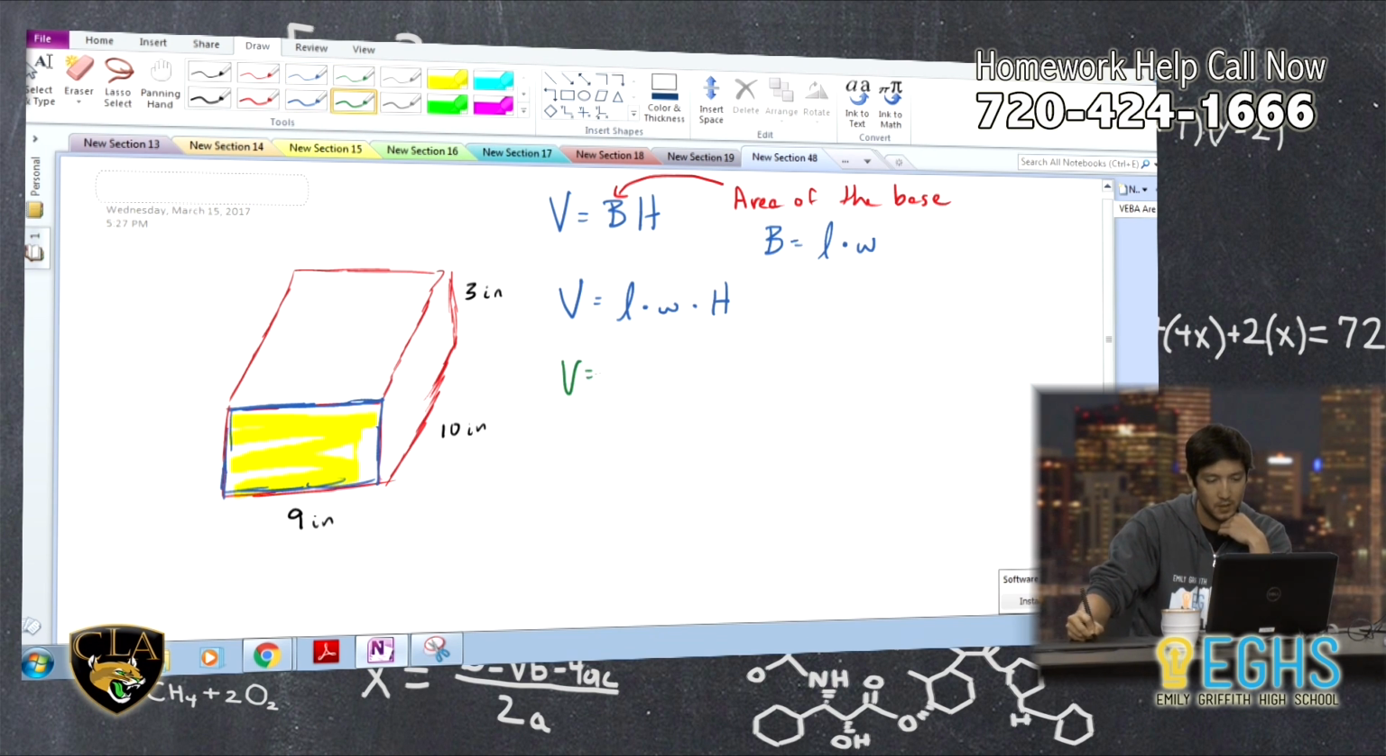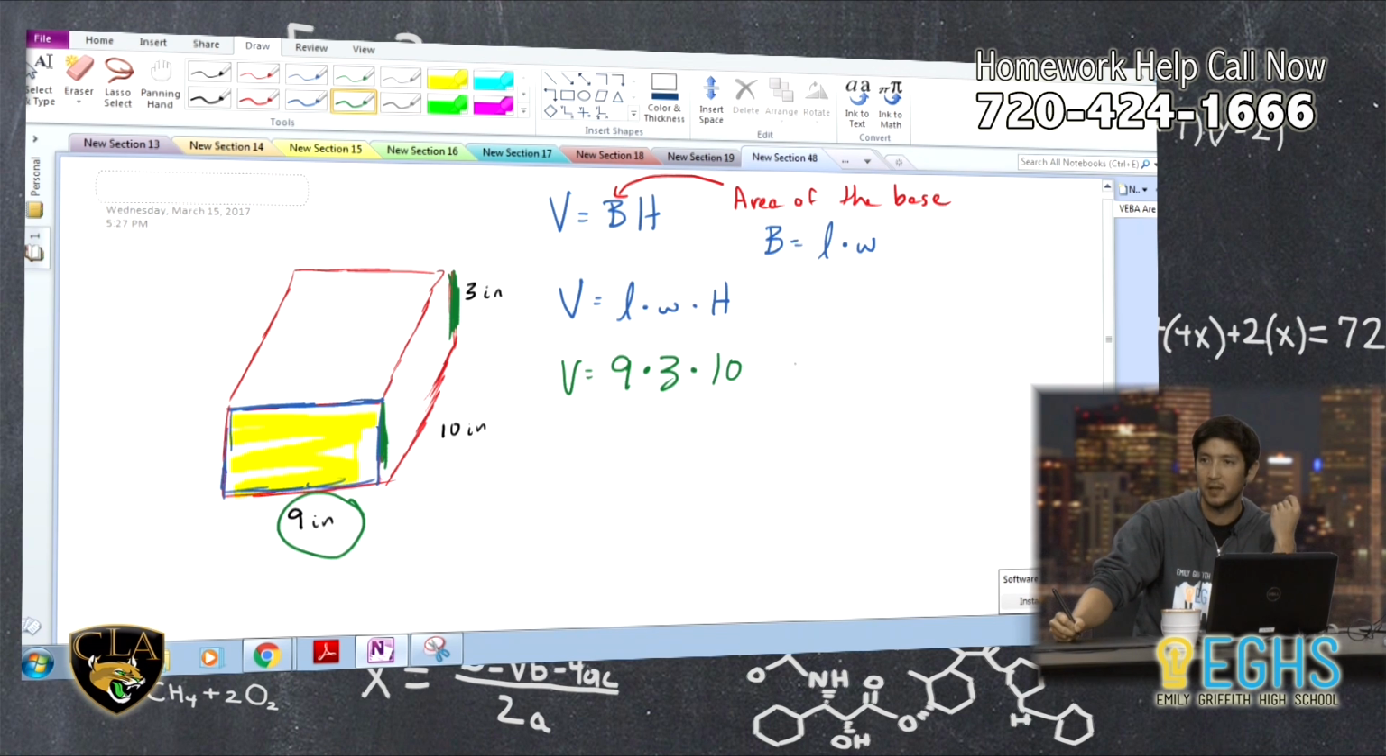We're going to say volume equals, if I look at this rectangle, I have a length of 9. And it has a width of 3, because this is 3 here, so this has to be 3. And then again, depending on the orientation, the height is 10. Keeping in mind, you could turn this and it would be more of what you're used to seeing. So volume equals 270, and we use inches cubed.